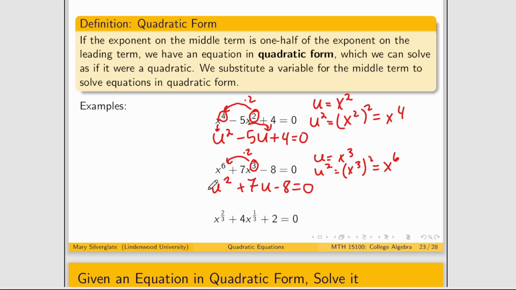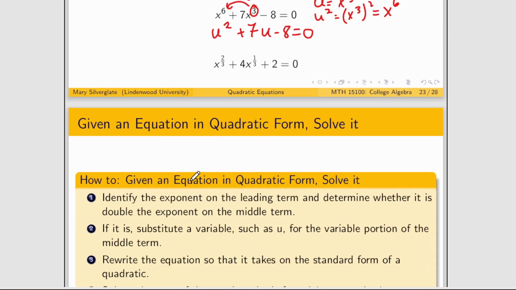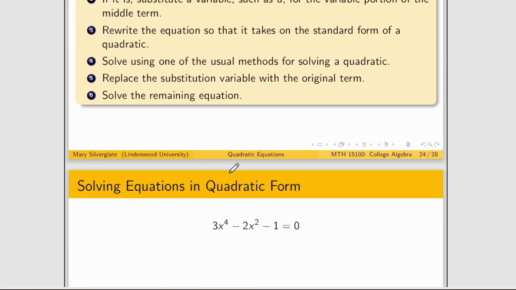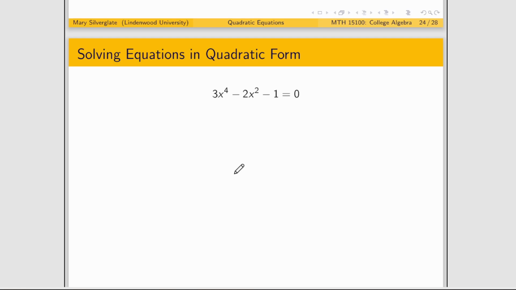Some people skip this rewriting by u step, but this helps you keep this systematically as quadratic. And that's exactly what this is telling you to use. Use that replacement u, solve everything in terms of u, and then at the end, re-replace what u is. So let's look at this as an example.